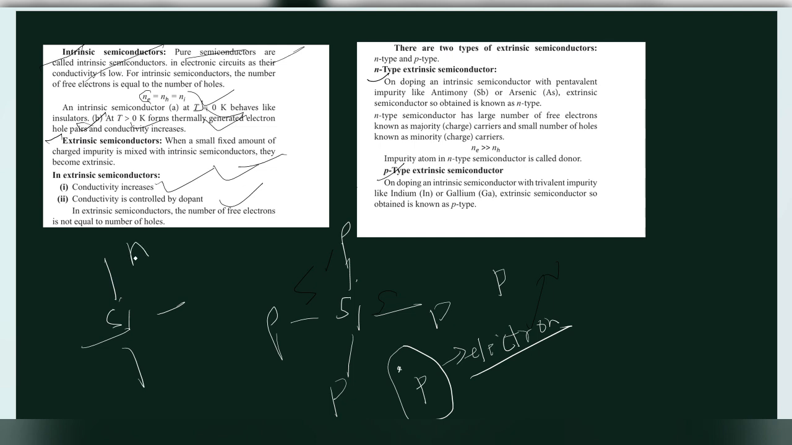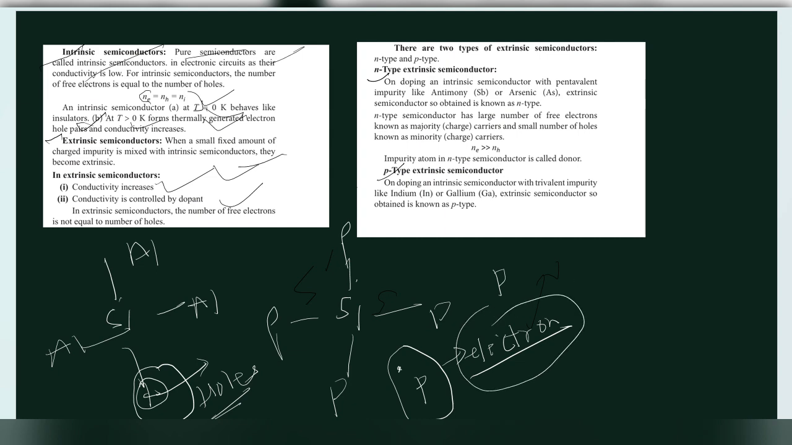When we add a trivalent impurity atom like aluminium, aluminium has 3 valence electrons, and here one bond remains free. This creates a hole, and now this hole will be responsible for the conduction in case of P-type semiconductor. So here the majority charge carriers are holes in case of P-type semiconductor, and in N-type semiconductor, majority charge carriers are electrons. These are two types of semiconductors, N-type and P-type.